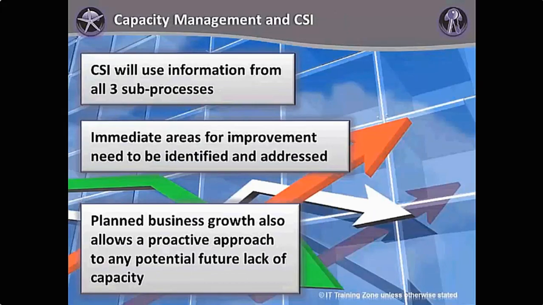Continual service improvement will use information from all three capacity management sub-processes to achieve its goals. Immediate areas for improvement need to be identified and addressed, but continual service improvement will also need to receive information about planned business growth to be able to proactively address any potential future lack of capacity.